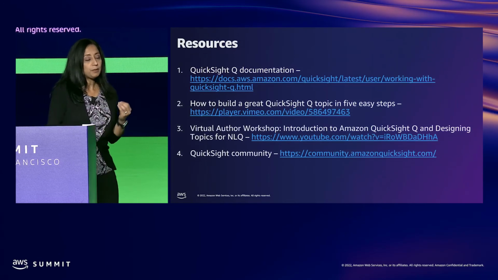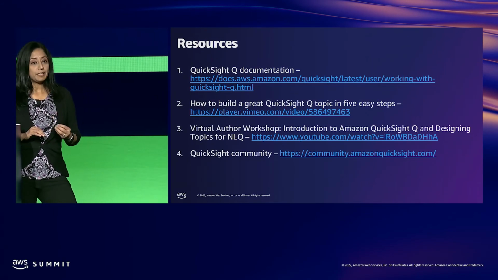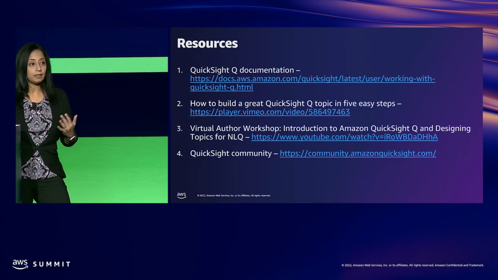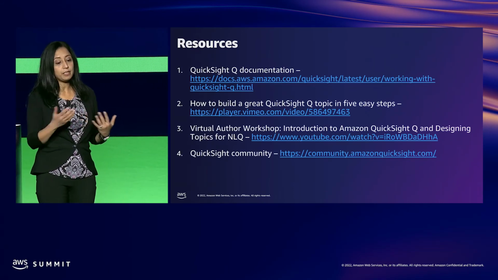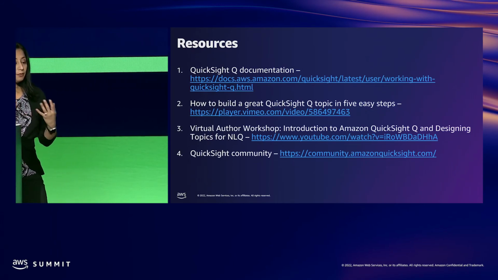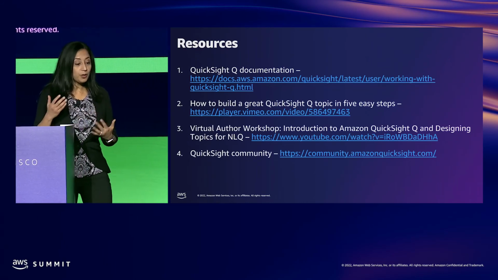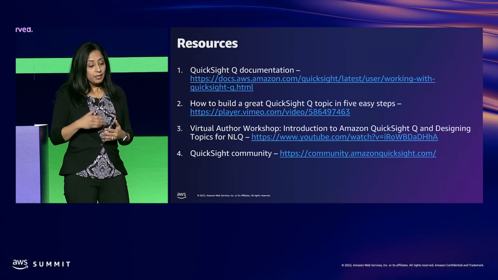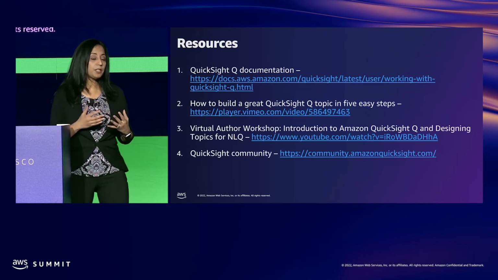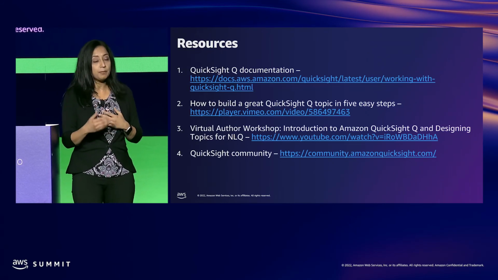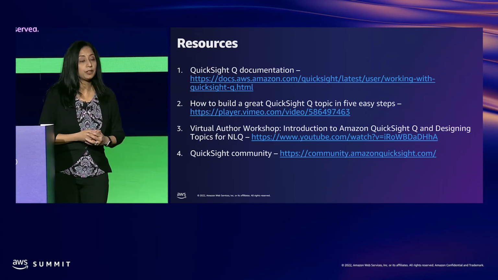I also want to leave you with some resources so you can learn QuickSight Q more. We have our QuickSight Q documentation page where it walks through in detail how to set up a topic and bring your data set in, and it gives you a lot more details about this end-to-end configuration. There is a video that you can watch. It goes over the 5 easy steps that I just talked about on how you can build a great QuickSight Q topic. You can also watch a virtual author workshop that takes you through end-to-end and also goes into some of the more advanced topic modeling, like named entities, filters, calculations, and so on. It's a great resource for you to look at to learn.